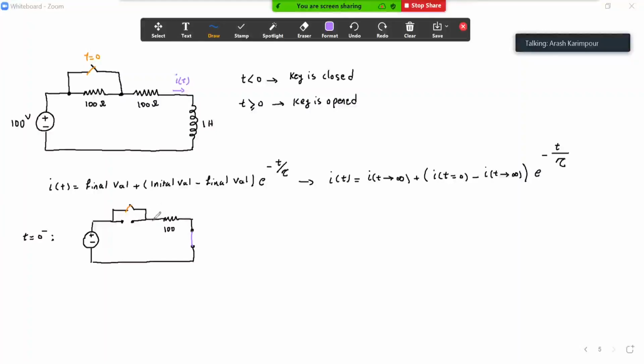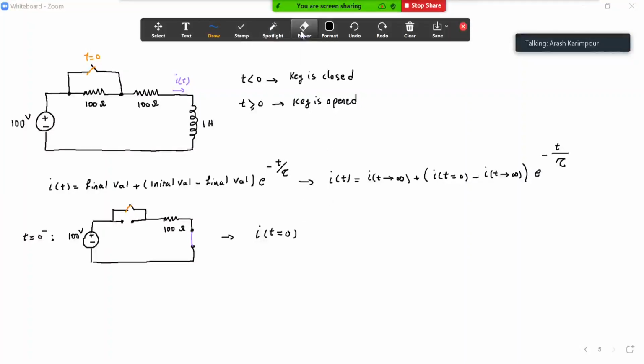Because the key was closed for a long time, all the current goes through the top leg, the top wire here, then goes through the resistance, and this inductor doesn't do anything, and it goes back. So for this condition, for the I at t is 0, which is the initial condition, we look for that. We have the 100 volt here and the 100 ohm here.